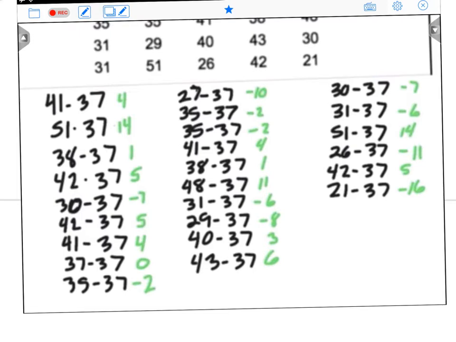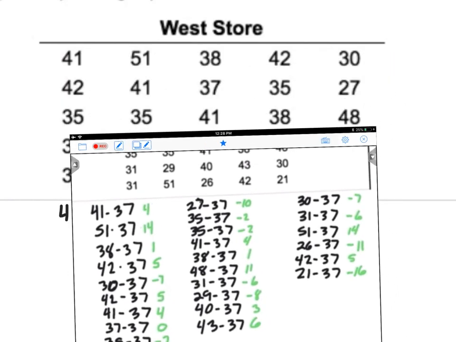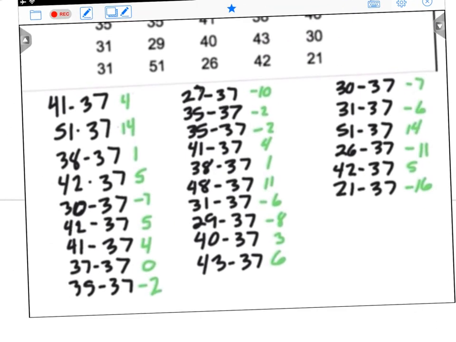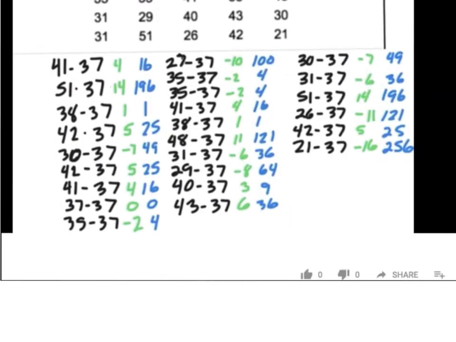Again, I was very careful to double check myself and make sure that I did the subtraction correctly. So all of those green numbers are the differences when I subtracted the mean of 37 from every number in the data set from the West store. Then my next step was to take all of those green numbers and square them. So in other words, I did 4 times 4, got 16, 14 times 14, got 196, etc. So I got all of those blue numbers from squaring the green numbers.